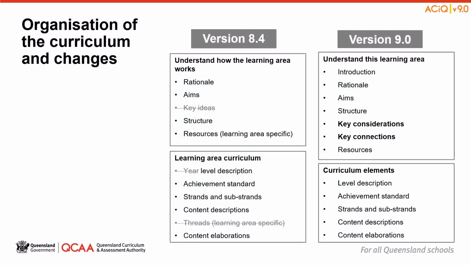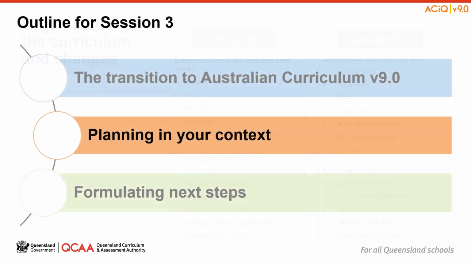On screen now, you can see a general summary of the version 9 curriculum compared to version 8.4, noting the changes that have occurred. We have examined these changes for each learning area or subject in more detail in sessions 1 and 2 in the Familiarisation and Planning series. In this session, we will now turn our focus to planning considerations and what you need to do in your own context to prepare for the transition to version 9. We will also explore some of the QCAA resources that will assist you with the development of teaching and learning programs that align to version 9.